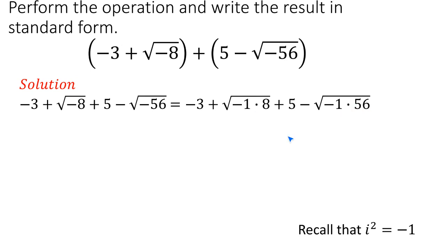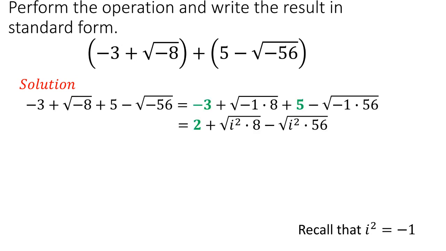Well, why am I doing that? I'm doing that because I know that i squared is equal to negative 1. So I'm going to go ahead and simplify here. My negative 3 plus my 5 gives me a positive 2. And then for negative 1, instead of writing negative 1, I'm going to write i squared. And instead of writing negative 1 here, I'm going to write it as i squared. Well, why do I want to do that? Well, we know that, let me get my pencil out.